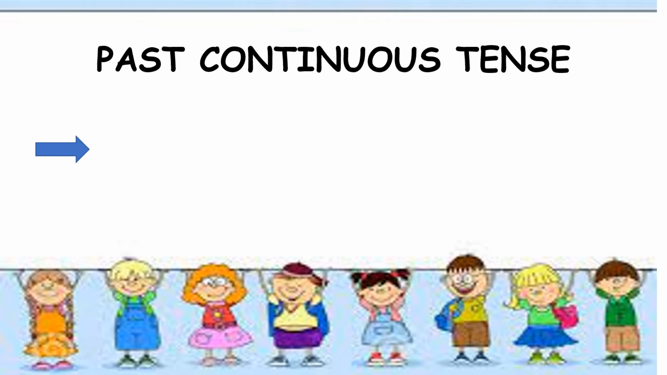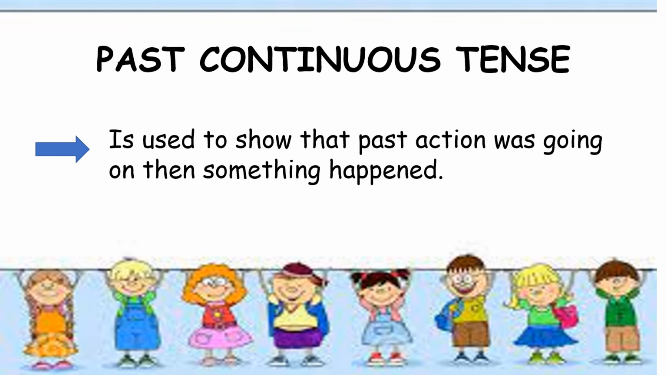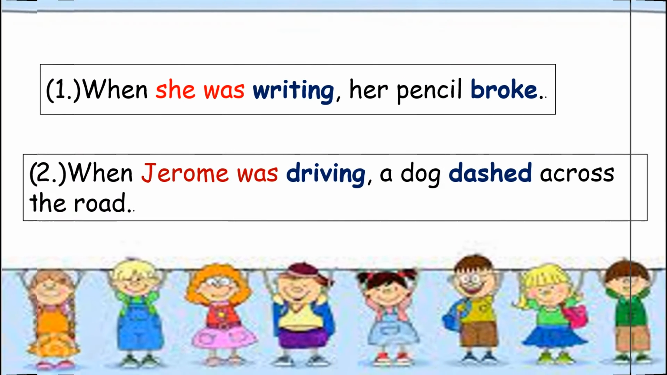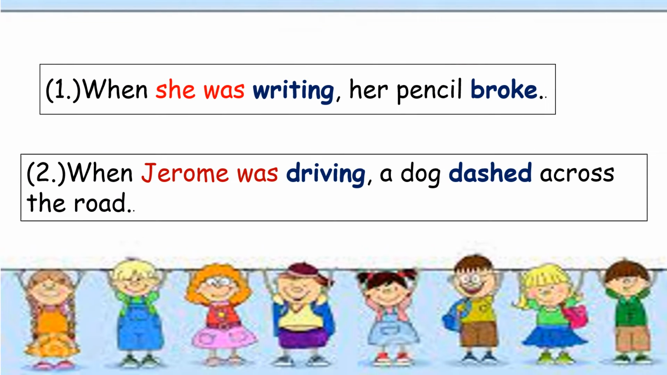The past continuous tense is also used to show that a past action was going on, then something else happened. Here are some examples. When she was writing, her pencil broke.